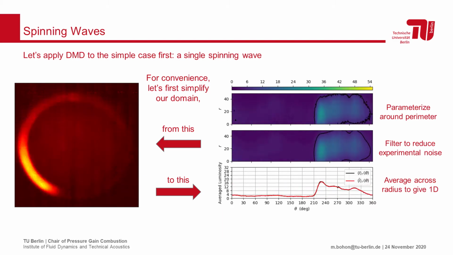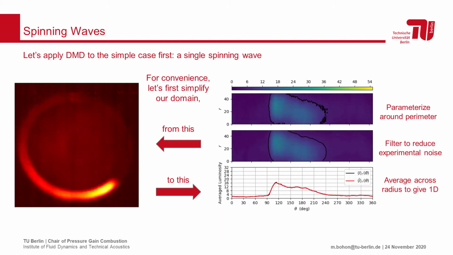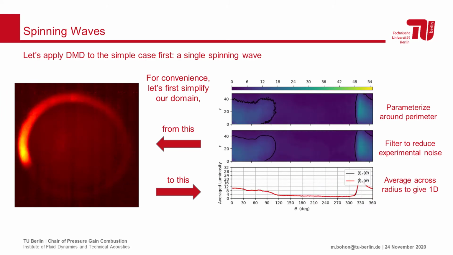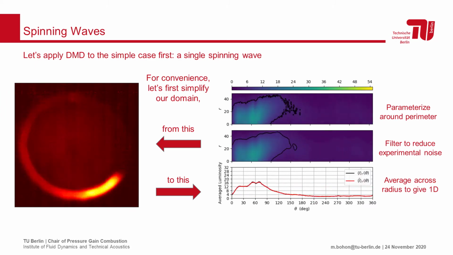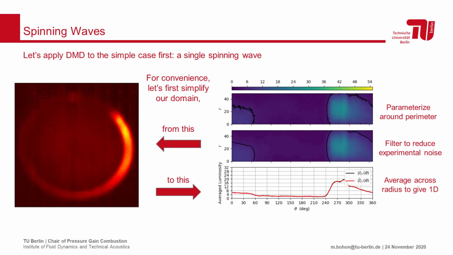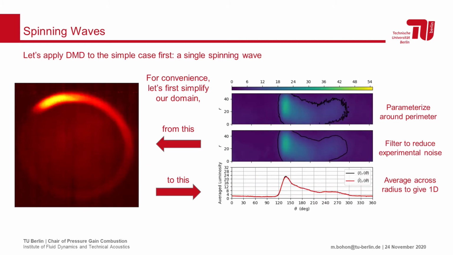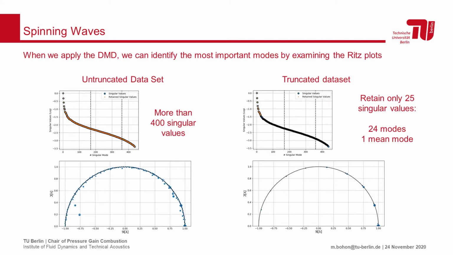For simplicity, we parameterize and average the flame luminosity as the flame propagates around the perimeter of the combustor. In so doing, we end up with a simpler 1D measurement. When we apply the DMD, we end up with more than 400 singular values for this dataset. In order to reduce the degrees of freedom, we can truncate the results and proceed using only a much smaller set. The resultant eigenvalues for both the untruncated and truncated cases are shown on the bottom.